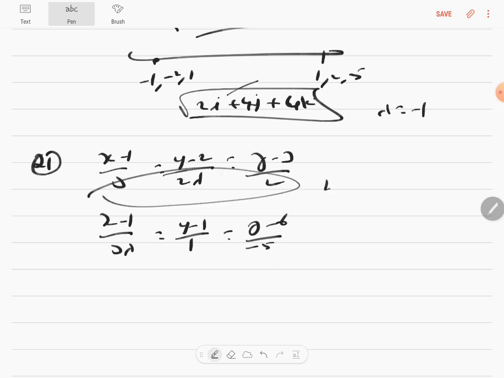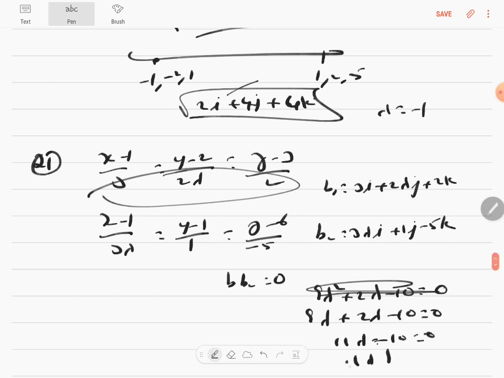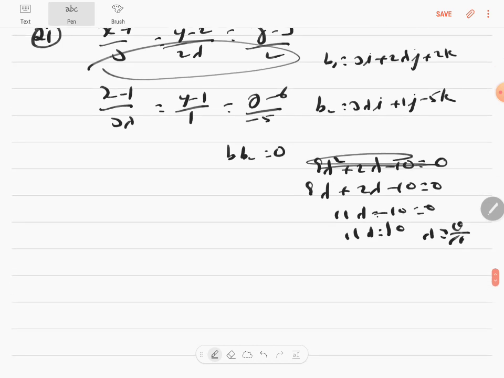You know the denominator is your b1 vector, which is 3i plus 2 lambda j plus 2k. The b2 vector is 3 lambda i plus 1j minus 5k. And b1 dot b2 is equal to 0. Therefore, it's 9 lambda plus 2 lambda minus 10 is equal to 0. 11 lambda minus 10 is equal to 0. 11 lambda is equal to 10, and lambda therefore is 10 by 11. So hence you can find the value of lambda. So if they ask you questions like that, it's very simple.